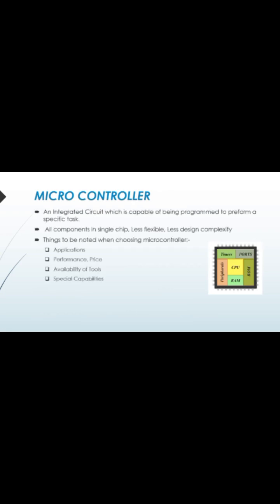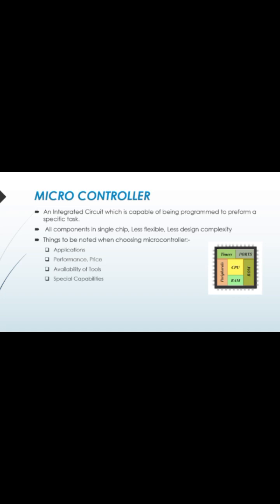Then we are going to see about the microcontroller. A microcontroller is an integrated circuit which is capable of being programmed to perform a specific task. In a microcontroller, all components are in a single chip, and it is less flexible with less design complexity. Things to be noted when using a microcontroller are its application, performance, price, availability of tools, and specific capabilities. This is the diagram of a microcontroller.